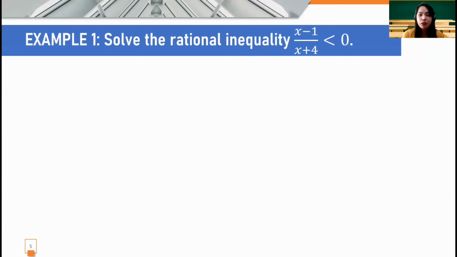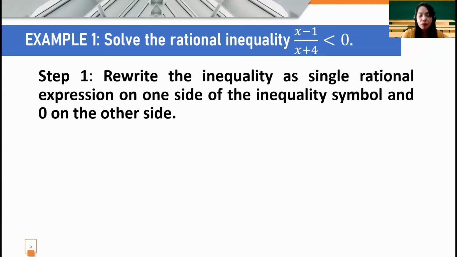Let's have example number 1. Solve the rational inequality (x minus 1) over (x plus 4) less than 0. In this example, we're going to perform the 5 steps. And let's start with step number 1.